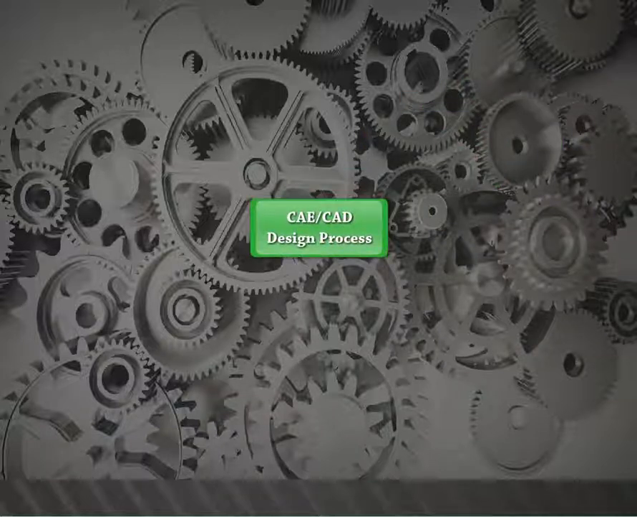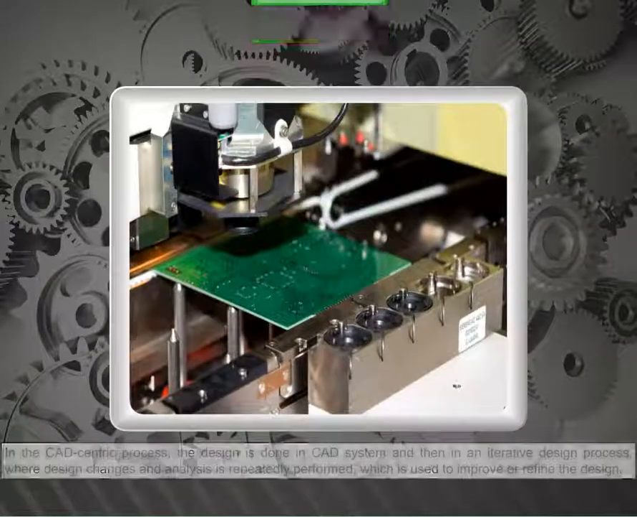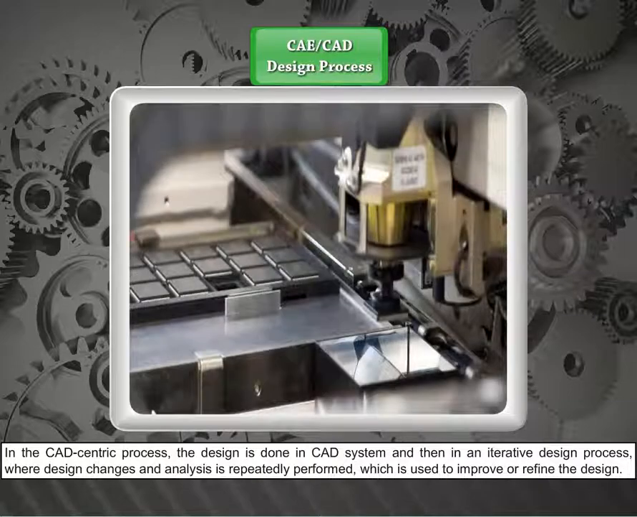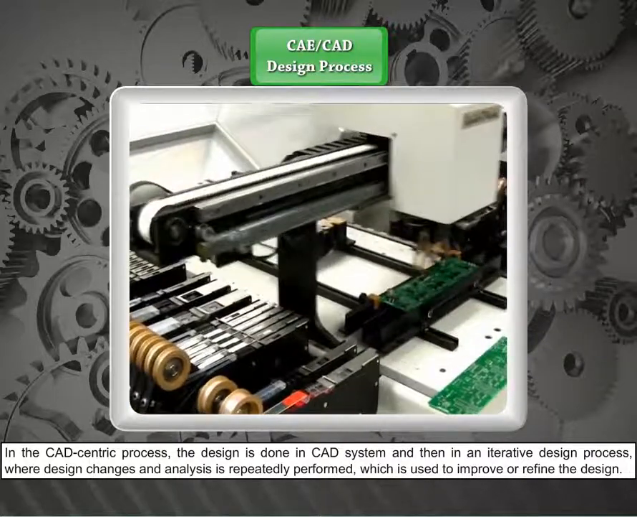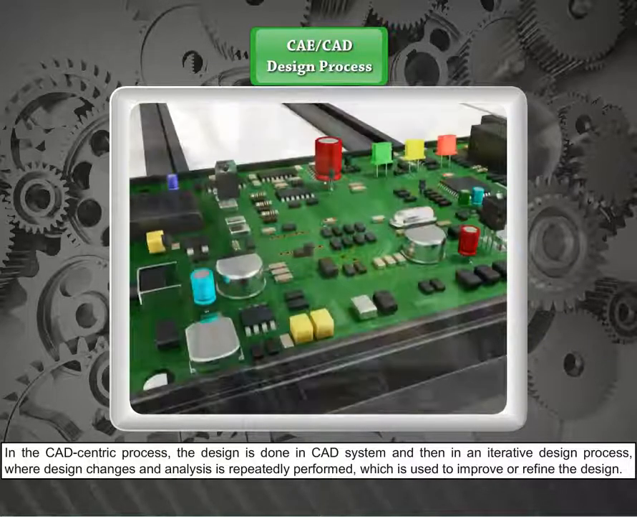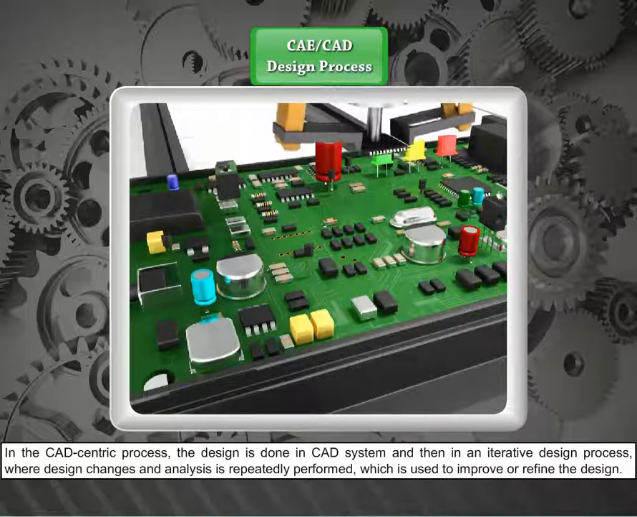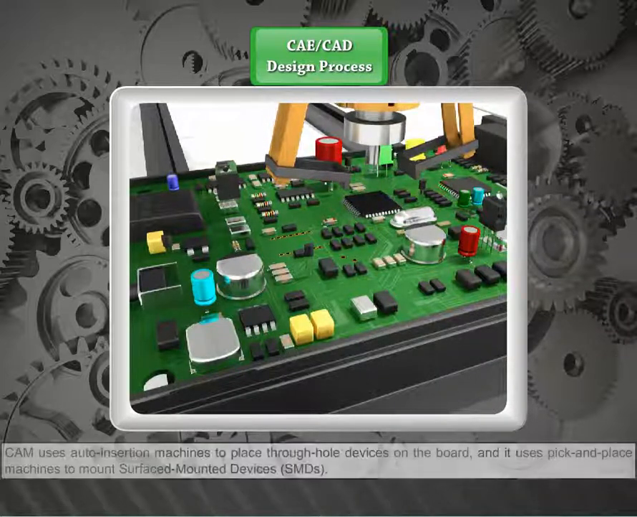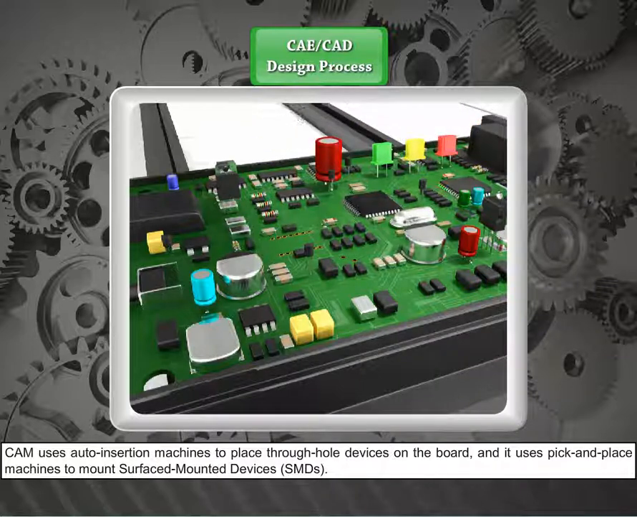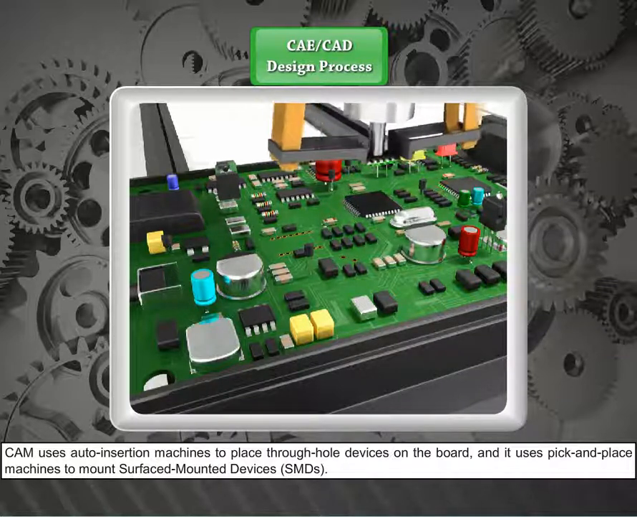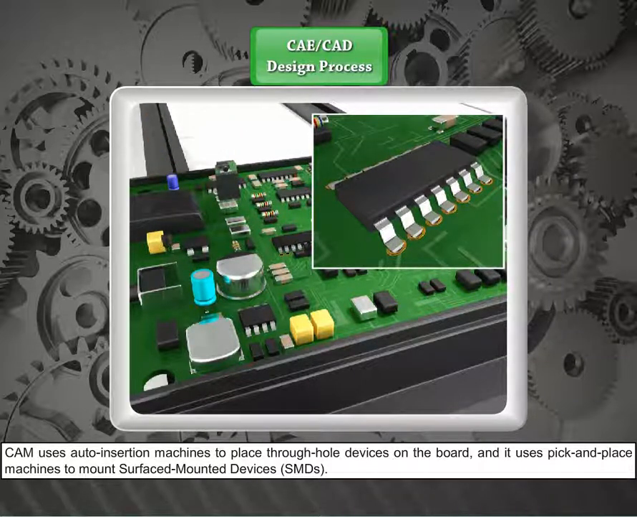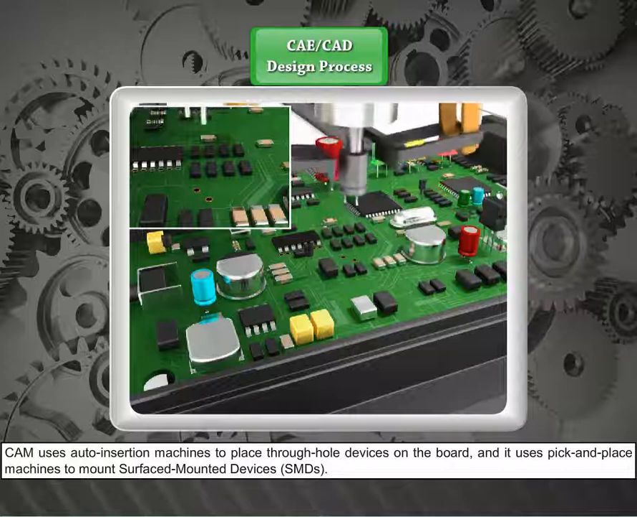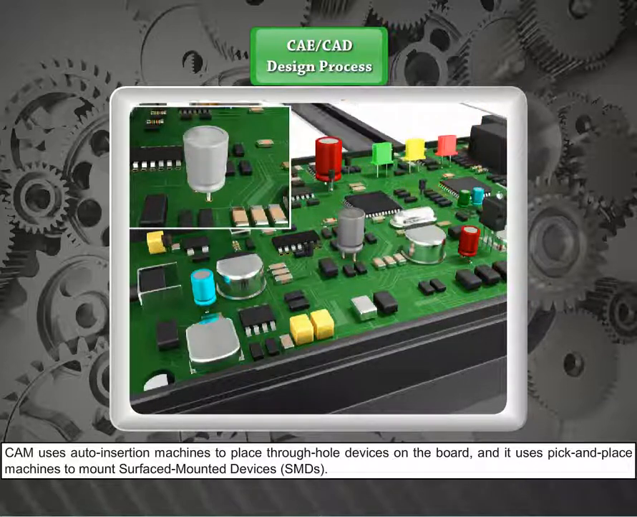CAE or CAD design process. In the CAD-centric process, the design is done in a CAD system and then in an iterative design process, where design changes and analysis are repeatedly performed, which is used to improve or refine the design. CAM uses auto-insertion machines to place through-hole devices on the board, and it uses pick-and-place machines to mount surface-mounted devices, that is SMDs.